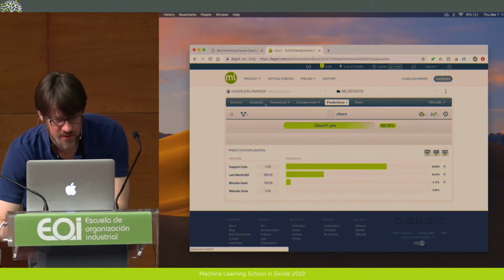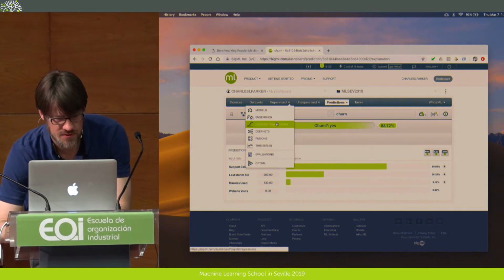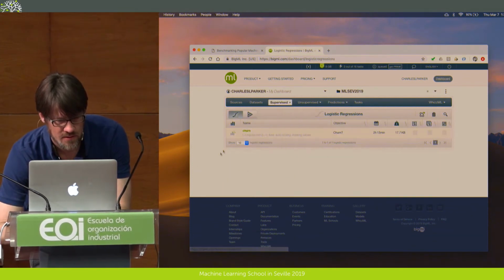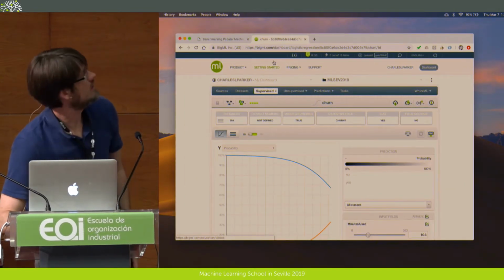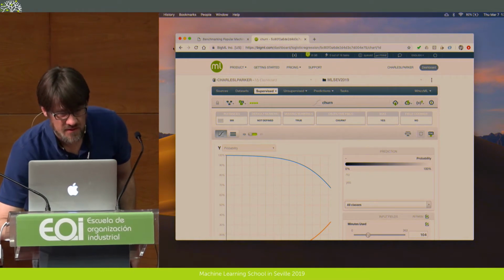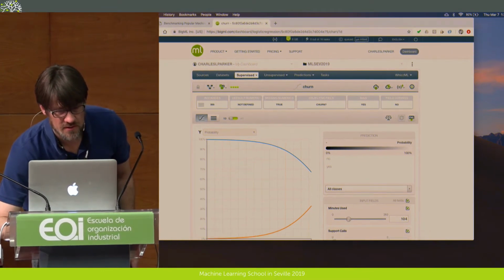And I trained a logistic regression model on that churn data just a few minutes ago. And so when you look at the logistic regression model on the churn data, it looks like this. Make it a bit larger here.